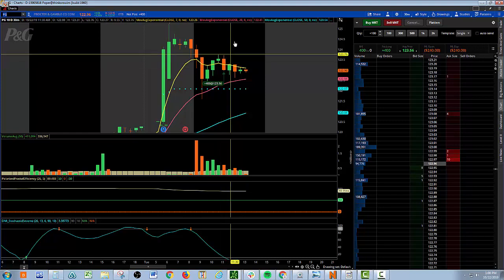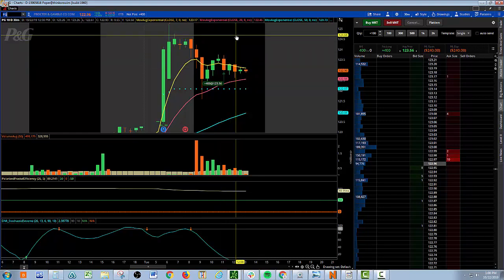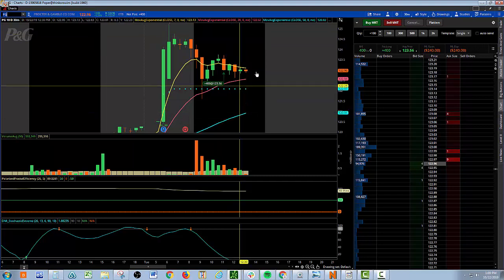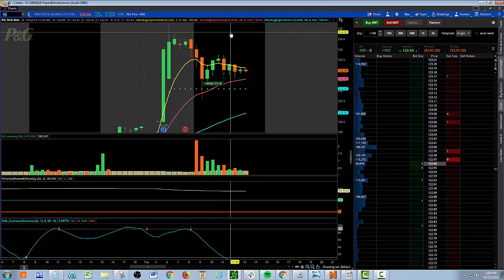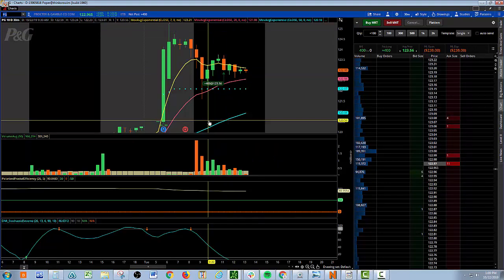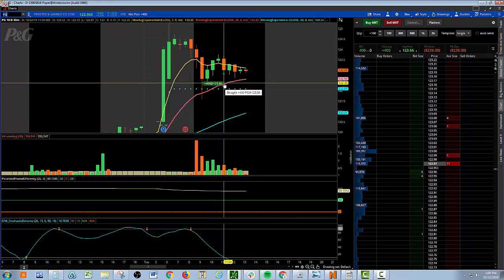So that's where we'll be looking to take at the most half of our position off. And then what will we do with the balance? Well, we'll continue to trail our stop. What we like to do is, once we hit our first target, we like to move our stop up to break even. And then from there, it's simply all you can eat, right?